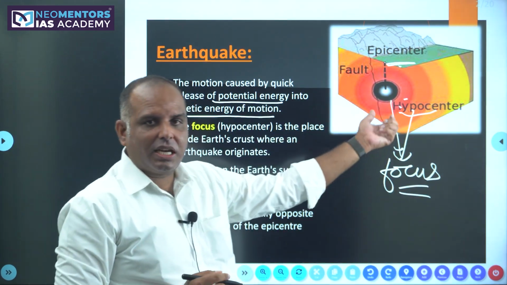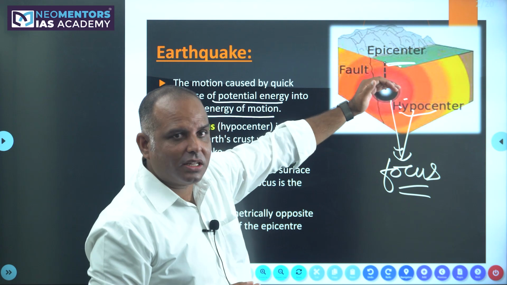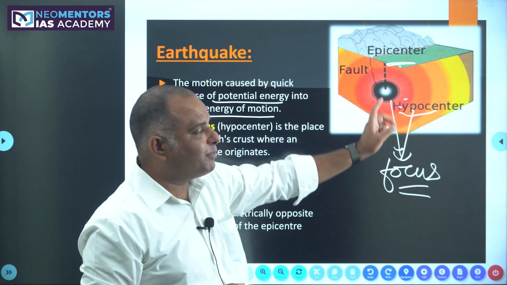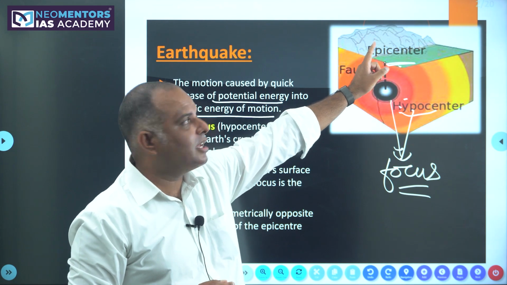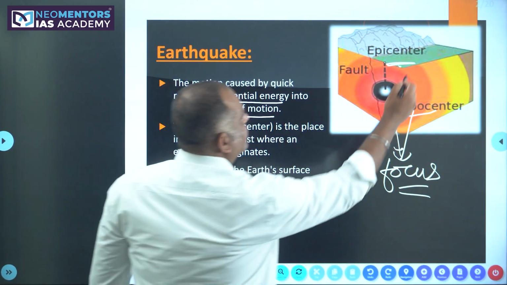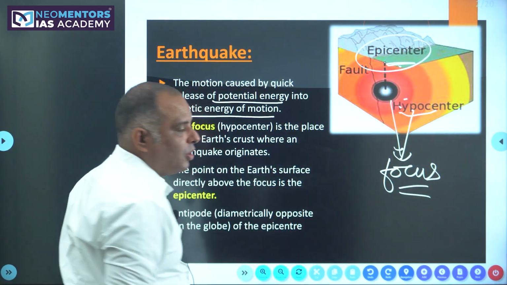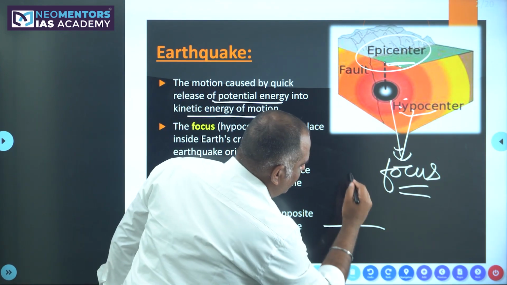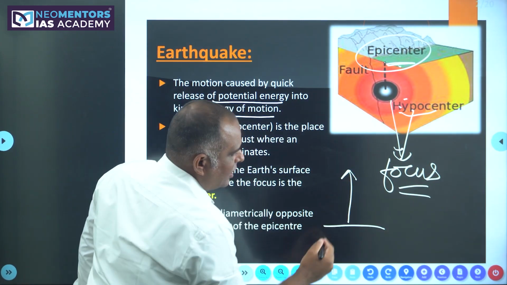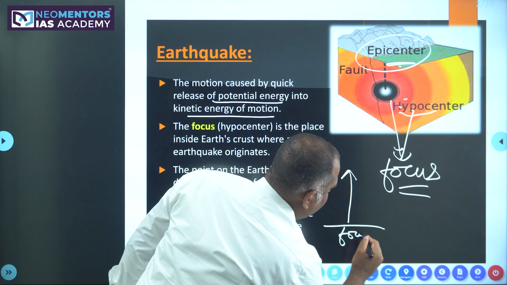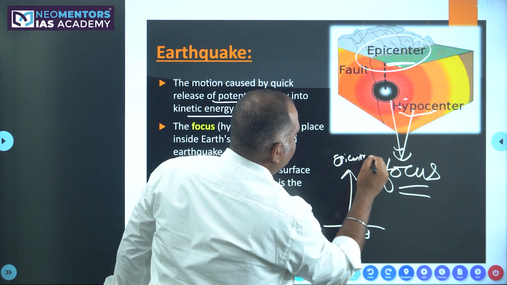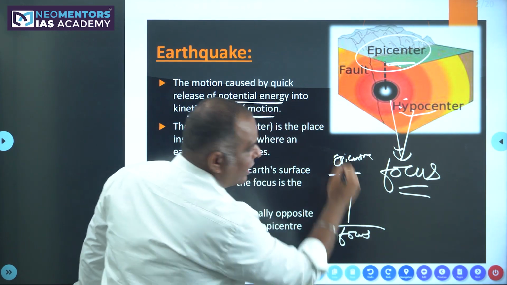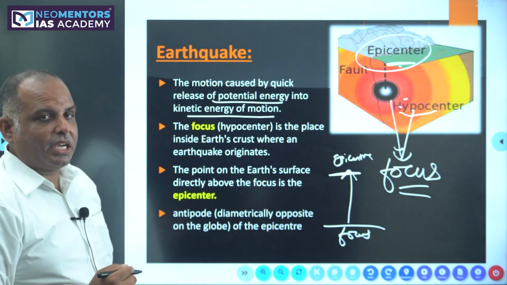Now, this is happening inside the earth's crust. The focus is within the earth's crust. Now, the point vertically above on the earth's crust is called the epicenter. This is the epicenter, the point vertically above. This is focus. This is epicenter.